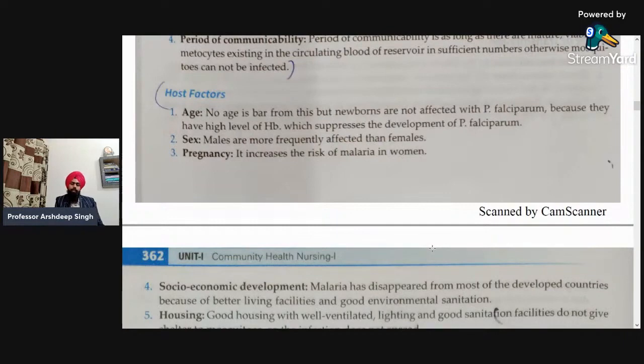Next is the sex or the gender. Males are more frequently affected than the females. Next is pregnancy. Pregnancy increases the risk of malaria in women. So if a woman is pregnant, then there are chances that she can get the infection of malaria.